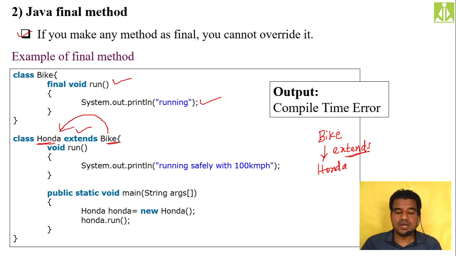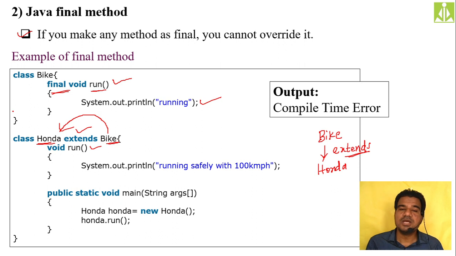So now inside this Honda class, I am taking a method with the same name as run. This kind of thing is not possible, because the run method in your parent class is final, so you cannot override it. Taking the same method name both in the parent class as well as in the child class is the concept of method overriding. And method overriding is restricted when you make the method final. So when you do so, you get a compile time error because the method is a final method.